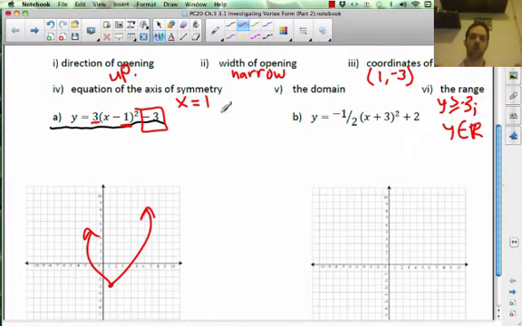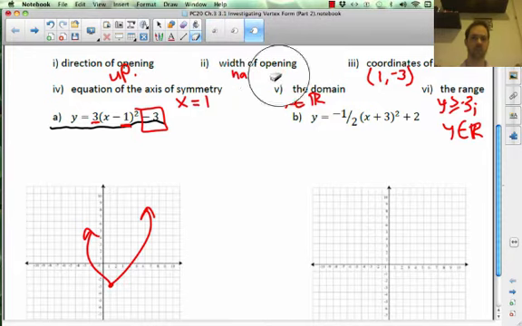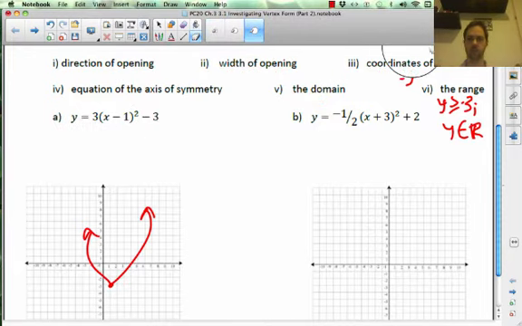The domain, what x values are we allowed to input into this equation, this function, and your domain would be all real numbers. There's nothing we're not allowed to try to put in here for x, because the graph will go infinitely to the left and infinitely to the right. So let's take a look at equation B.